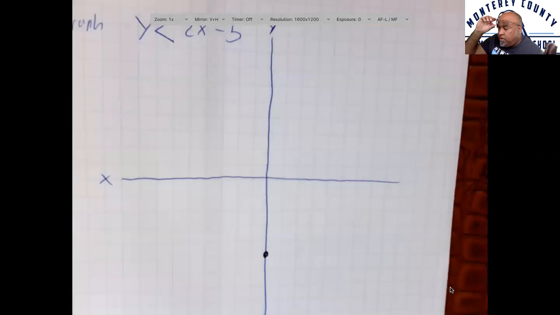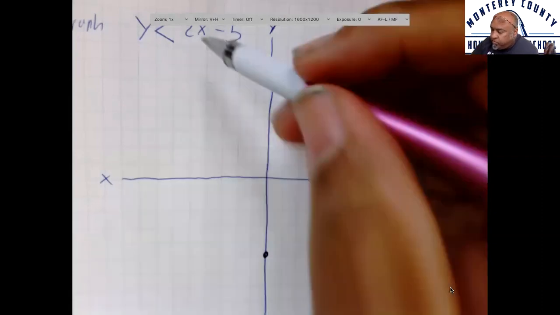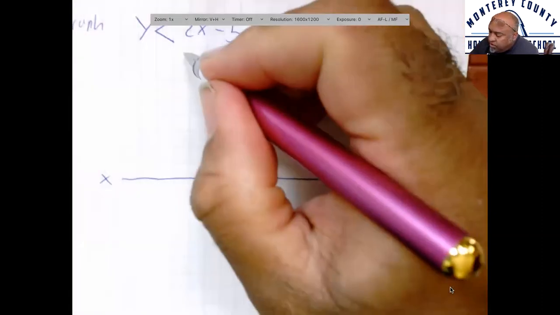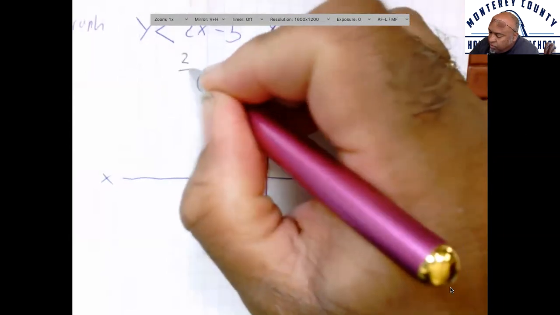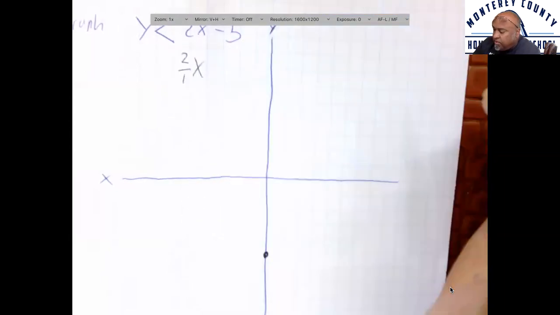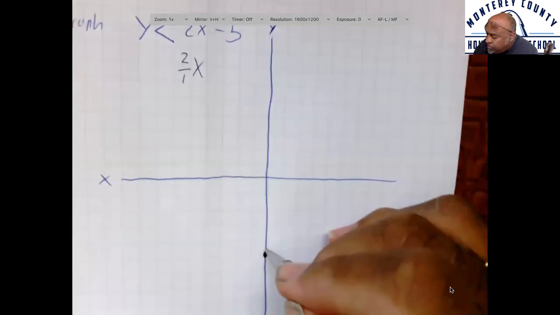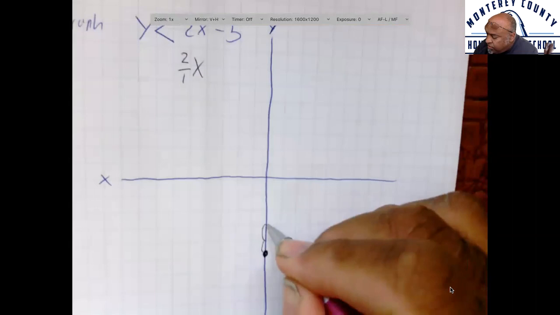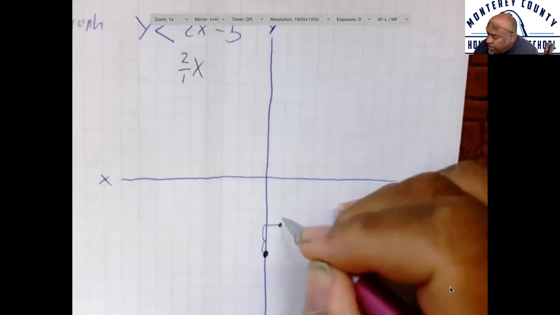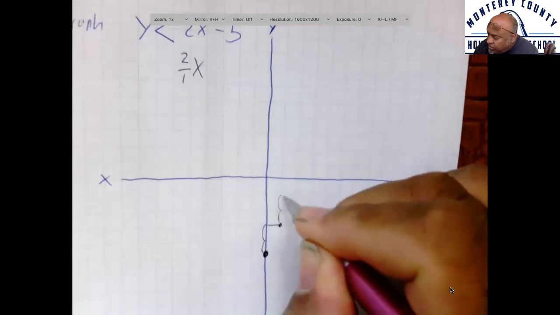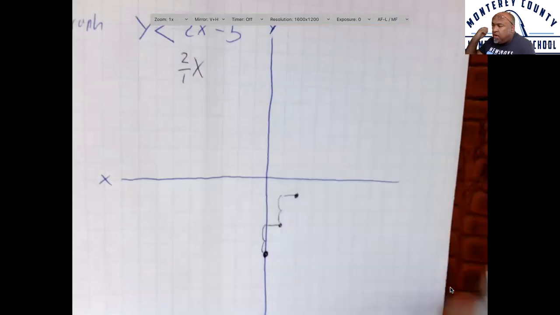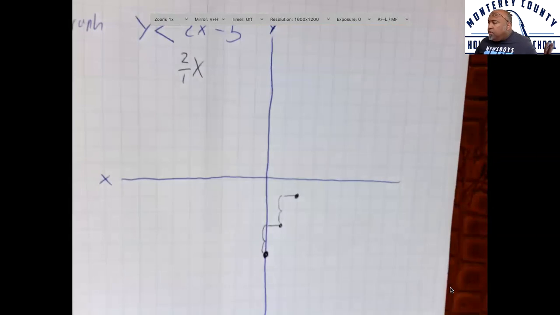Now I'm going to use the slope to determine the next point. The slope is 2x, so that would be 2 over 1 times x, so whatever the value of x is. So I'm going to go 2 up, 1, 2, and 1 over. There's my next point. Okay, so now I've got a line. So let me grab my ruler here, and I'll go ahead and make the line.